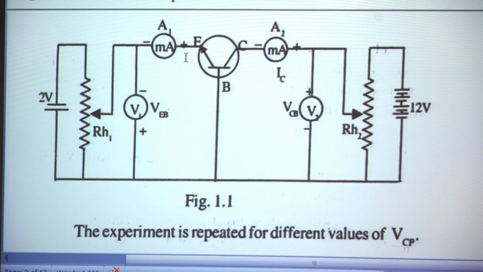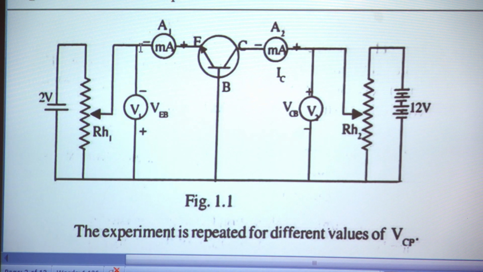So the emitter of the NPN transistor is connected to the negative of a voltage supply. So we are connecting a 2 volt, a low voltage, between the emitter and the base. So a voltage source is connected between the emitter and base. Now this voltage source is connected to the two lower terminals of the rheostat, and from the movable contact of the rheostat it is connected to the emitter. Then by moving the rheostat we can apply any value of voltage between emitter and base.